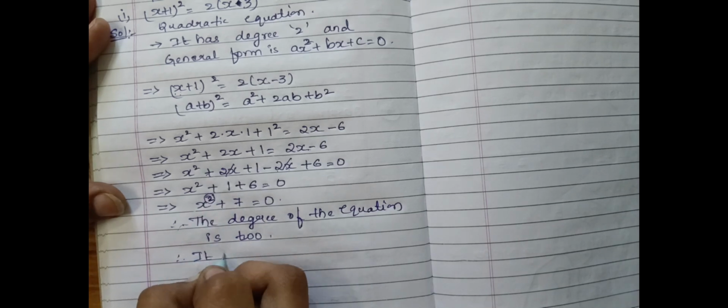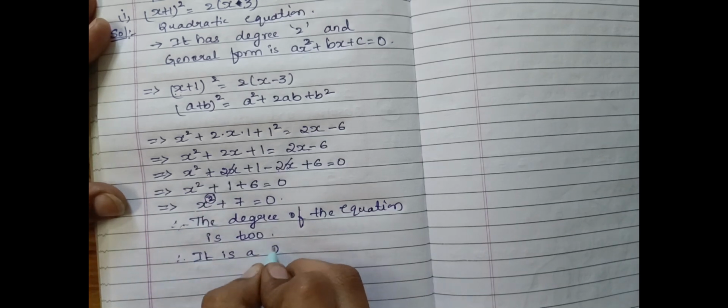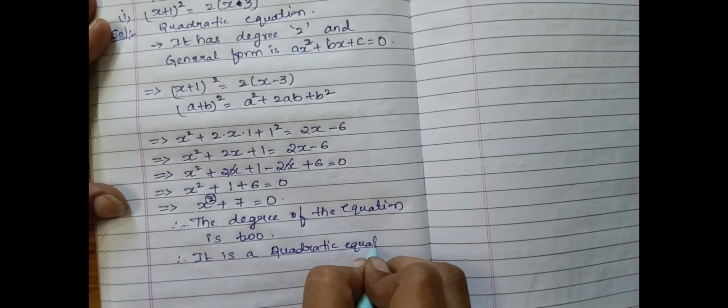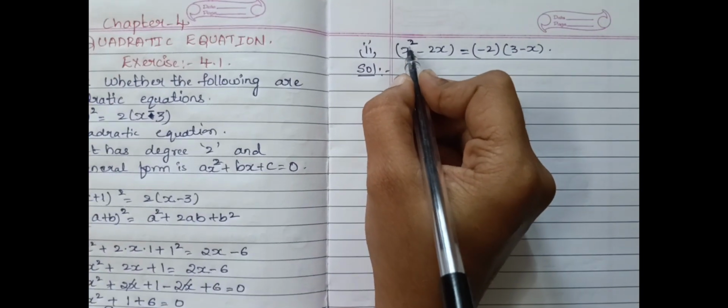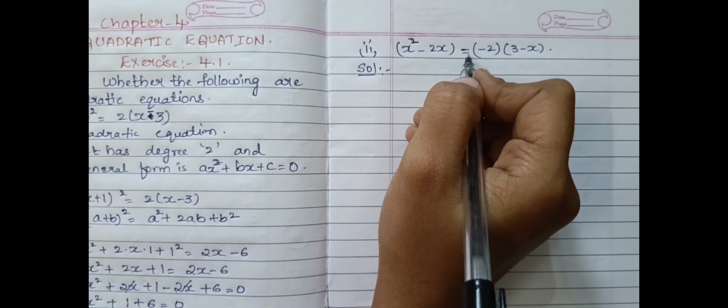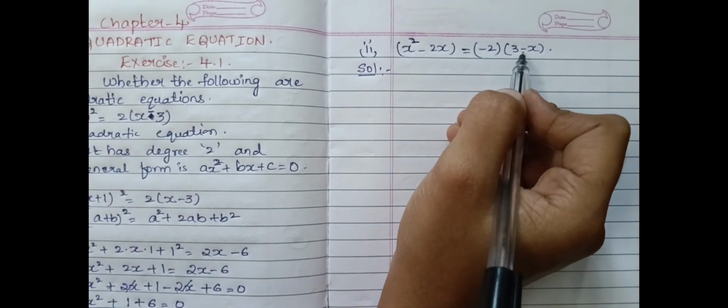Therefore it is a quadratic equation. Understood children? So students, we will see the next question. What is given? x square minus 2x equal to minus 2 into 3 minus x.